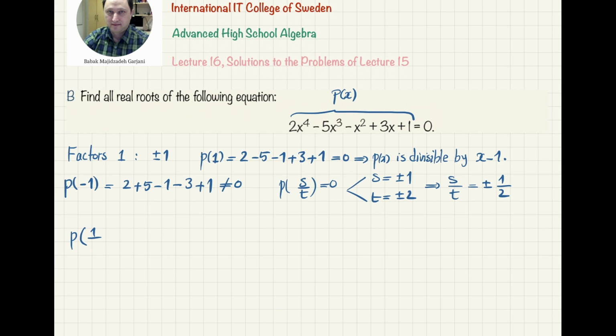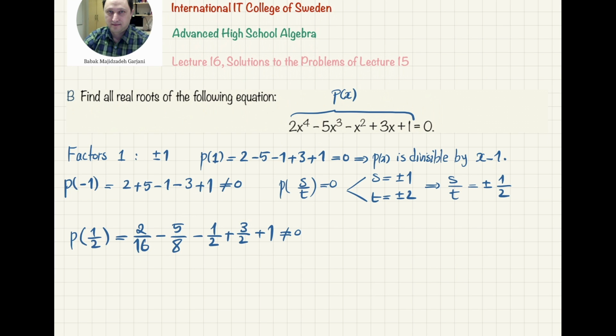So p of 1/2, if I check that one, becomes 2 over 16 minus 5 over 8, then I have minus 1 over 4 plus 3 over 2 plus 1. So let us see how it goes. This is 1 over 8. 1 over 8 minus 5 over 8 is minus 4 over 8, which is minus 1/2, and minus 1/2 plus 3/2 becomes 1. So yes, it is not 0.